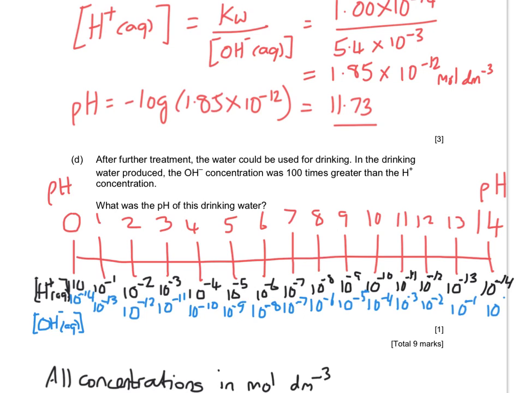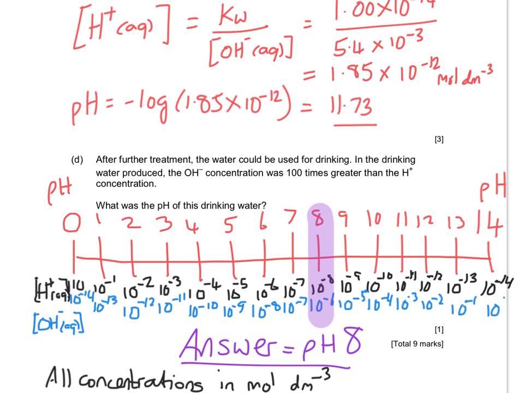So what you've got to find is at which point the H plus concentration is 100 times smaller than the OH minus concentration. So at the point where 10 to the minus 8 is the H plus concentration and 10 to the minus 6 is the OH minus concentration, that's pH value 8. So 10 to the minus 6 divided by 100 equals 10 to the minus 8.